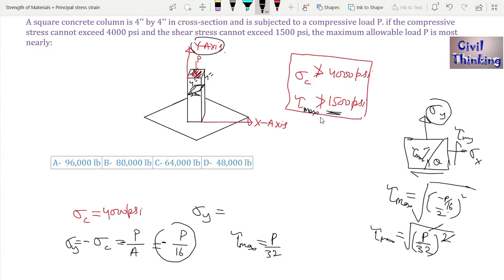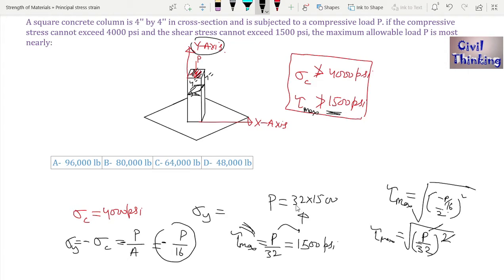Now what is the condition? Tau max, the maximum shear stress, cannot exceed 1500. So I can just write it can be up to 1500 psi. So what is going to be the value of P? It is going to be 32 multiplied by 1500. We get this P from the shear stress condition. Let me erase this first. Now how much is 32 multiplied by 1500? It is 48000, if you use the calculator. So this shear stress condition gave us P equal to 48000.